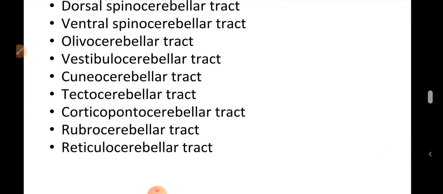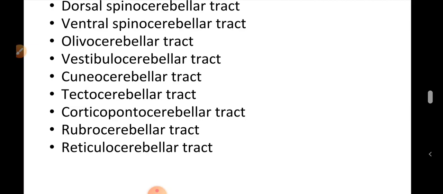Out of these tracts, those which are going through the middle cerebellar peduncle are mainly the cerebropontocerebellar tracts, meaning connections are coming from the cerebral cortex to the pontine nuclei, and from the pons to the cerebellum. These fibers are going via the middle cerebellar peduncle.